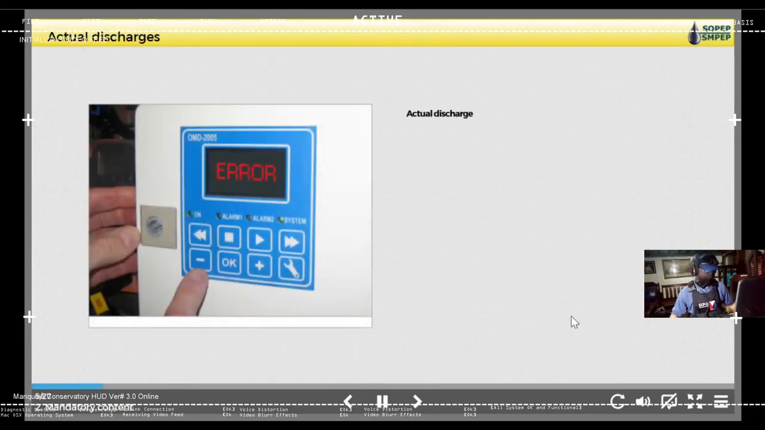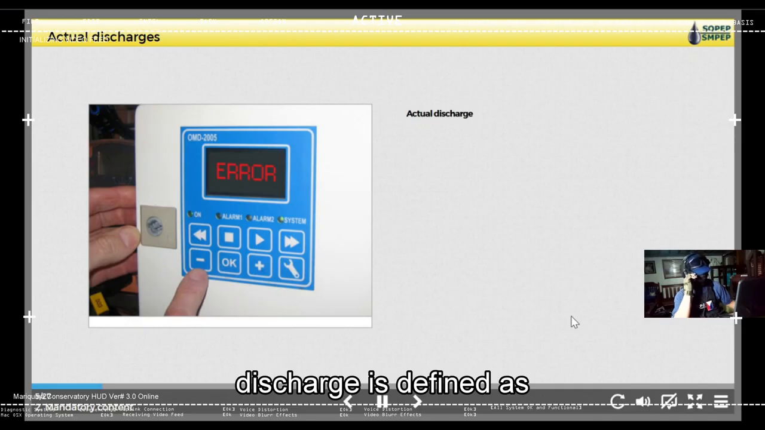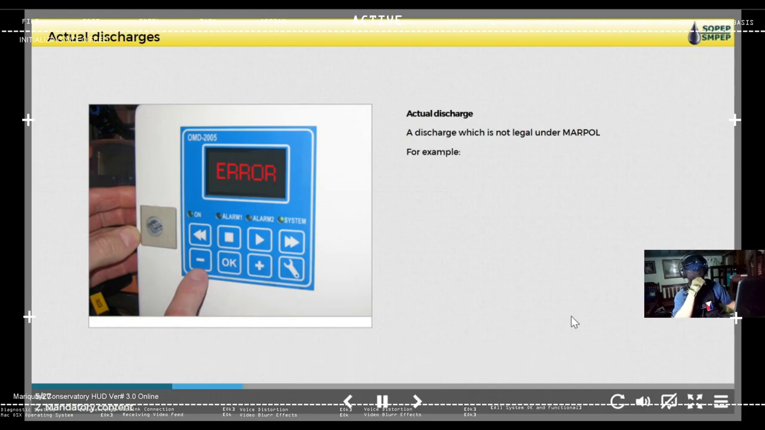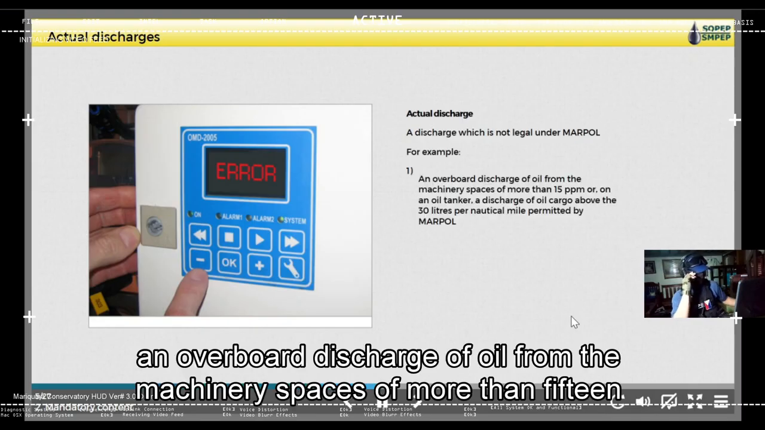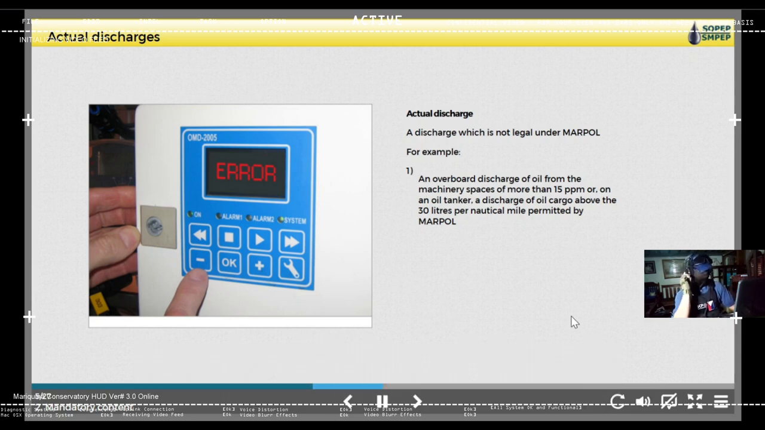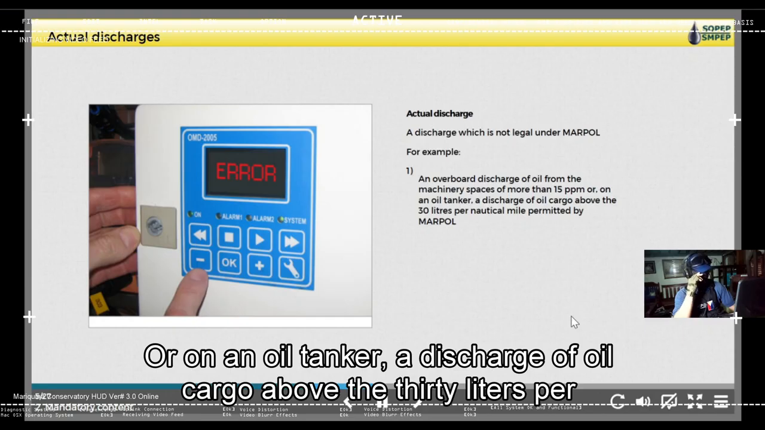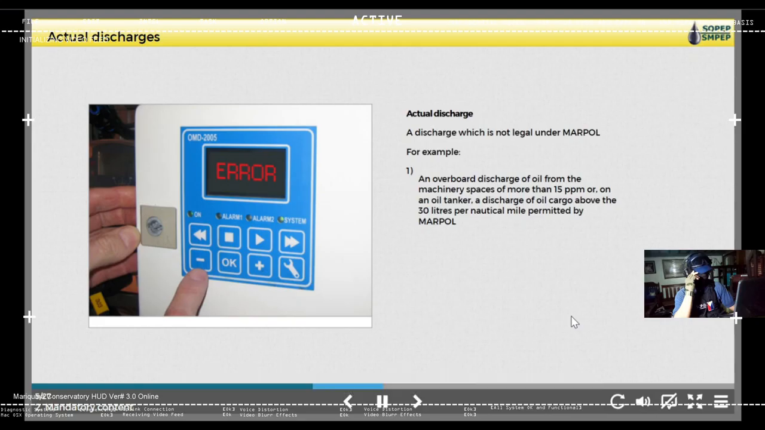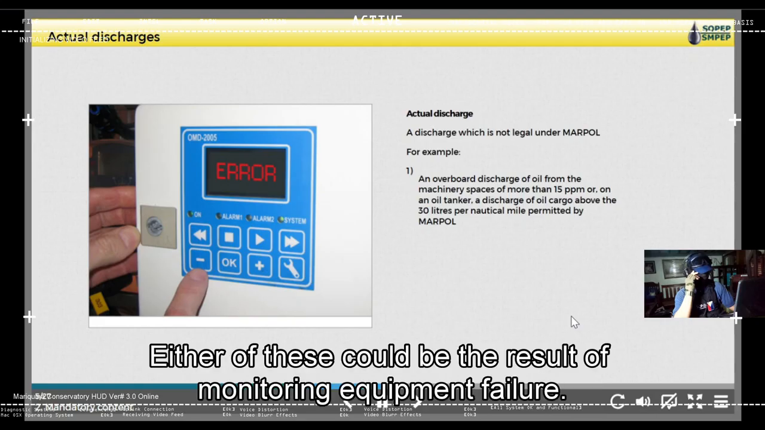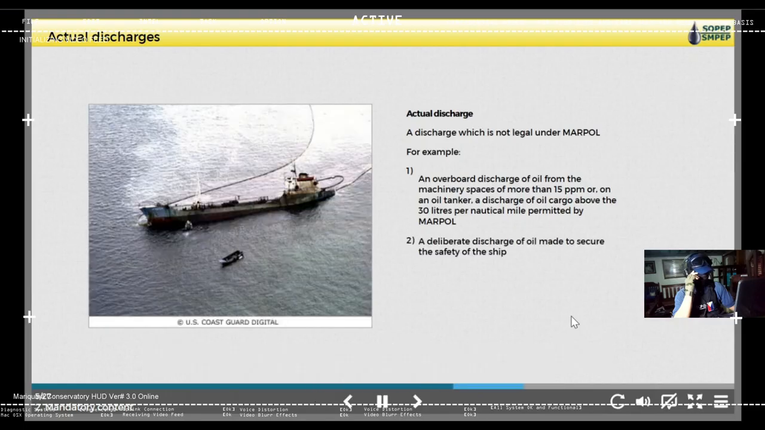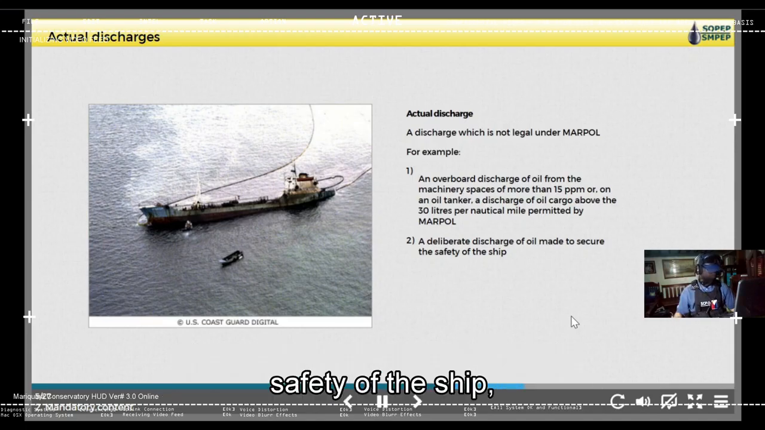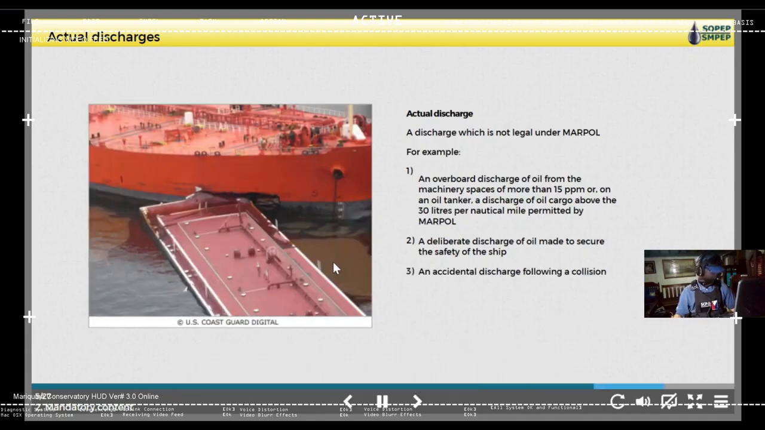An actual discharge is defined as a discharge which is not legal under MARPOL. For example, an overboard discharge of oil from the machinery spaces of more than 15 ppm, or on an oil tanker, a discharge of oil cargo above the 30 litres per nautical mile permitted by MARPOL. Either of these could be the result of monitoring equipment failure. It would also cover a deliberate discharge of oil made to secure the safety of the ship, or an accidental discharge following a collision.